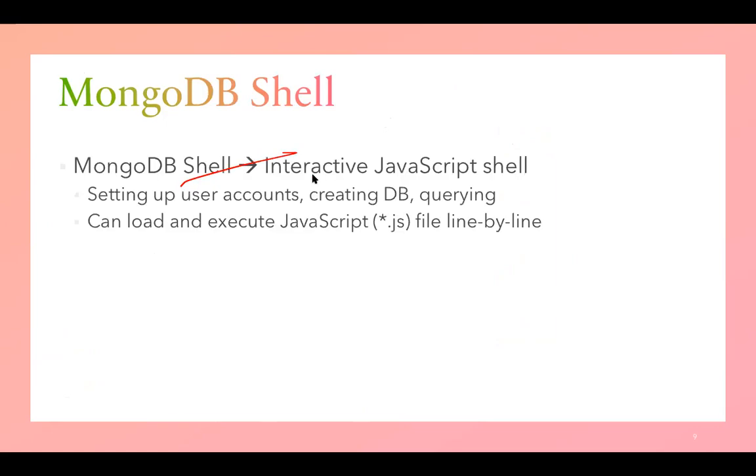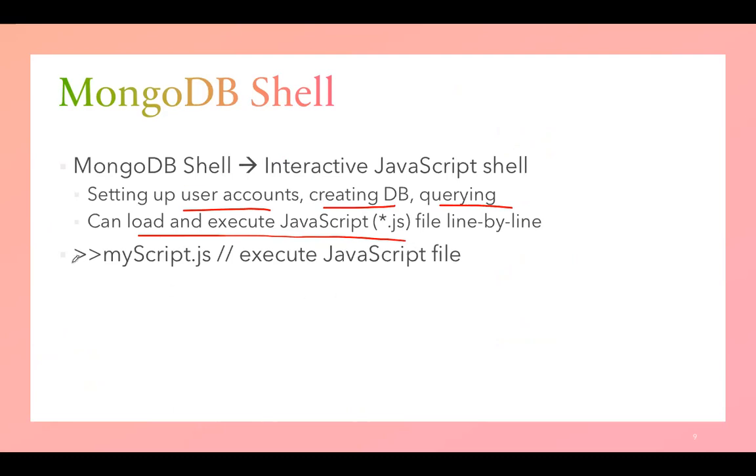Okay. So the MongoDB shell is an interactive JavaScript shell, and you can run JavaScript on that shell. You can set up user accounts, create a database, do queries, or load and execute JavaScript. So if you have a JavaScript file, you can simply execute it, and that will work as well. For example, within the Mongo shell, if you have a JavaScript whose name is myscript.js, you can just type myscript.js and it will execute the JavaScript.